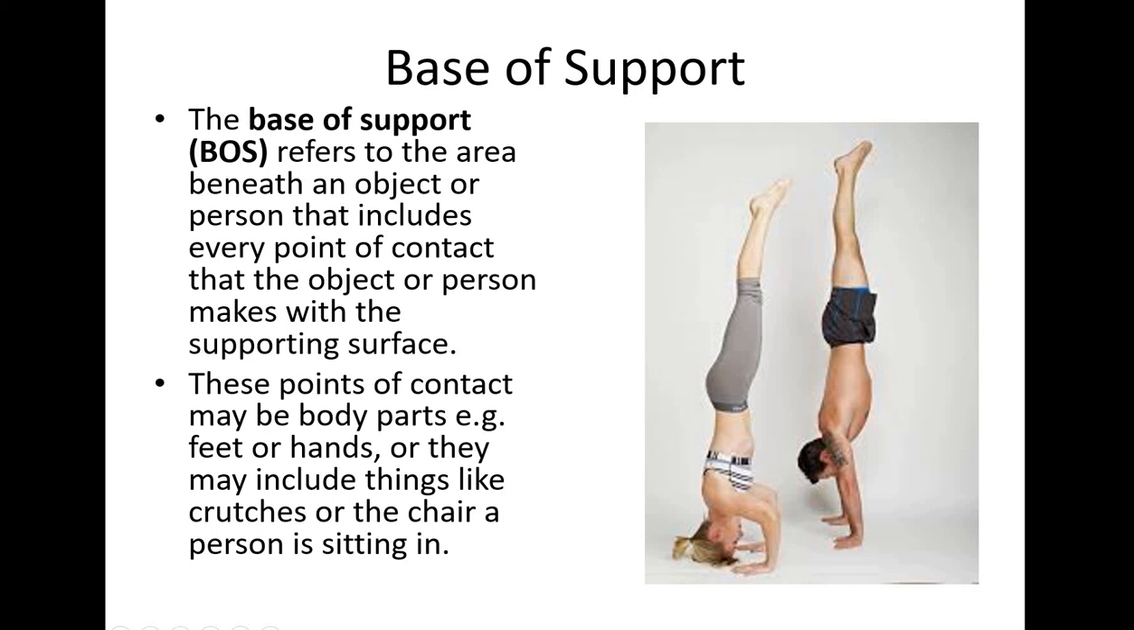And you have to include every single point of contact. So here we've got two hands and the head. And the points of contact may be made with body parts, for example the hands or the feet, but they can include things like crutches or a chair that the person's sitting in, or anything else that is supporting their weight.